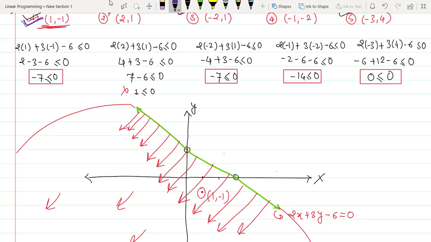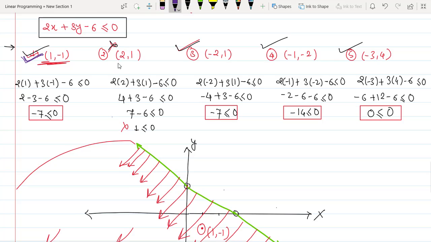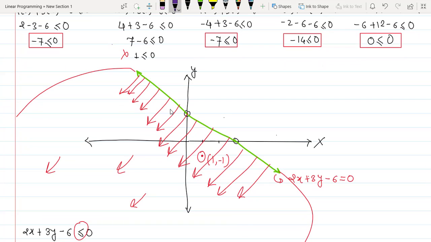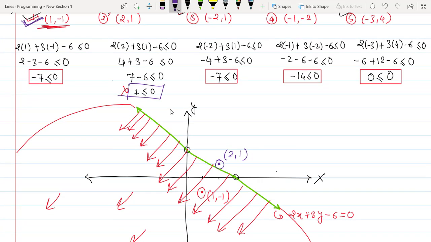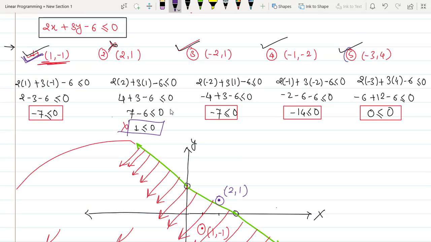What about this 2 comma 1? Where is it lying? This is 2, and this is 1. So the point is lying somewhere here. So this is 2 comma 1, and of course this point is not in the solution region. So this condition is not satisfied. In this way also you can see whether the given ordered pair is a solution to the given inequality or not. Let's cross verify our answer with the fifth one.